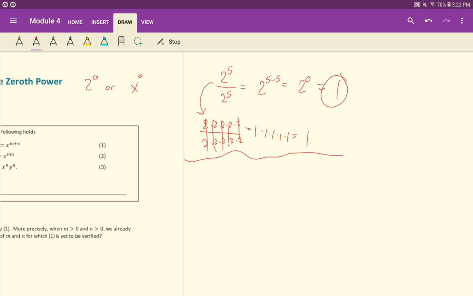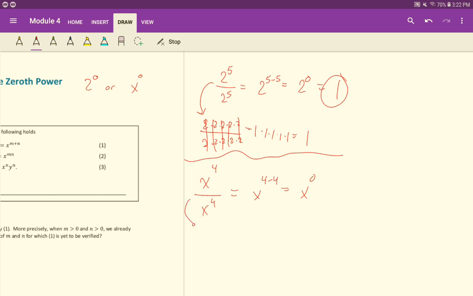Is that true for other things? Let's try with a variable. Let's say we've got the variable x, and let's do x to the 4th. Again, we'll set it up so that when we do x to the 4th divided by x to the 4th, we get x to the 4 minus 4, which is equal to x to the 0.